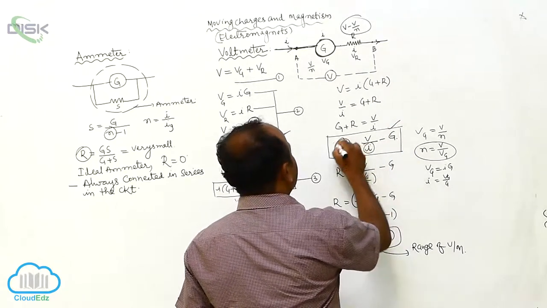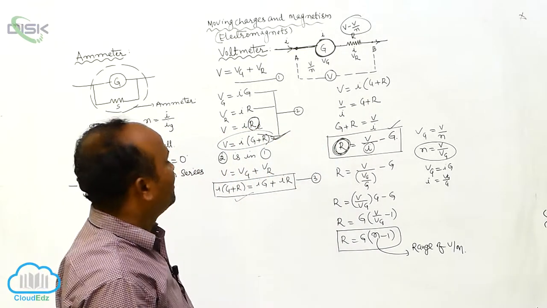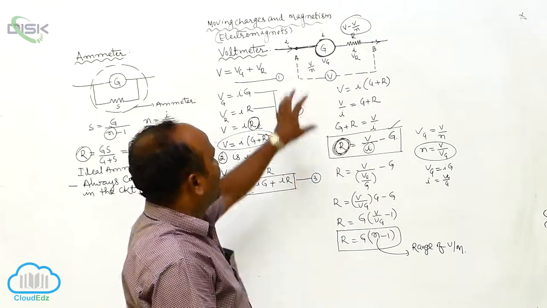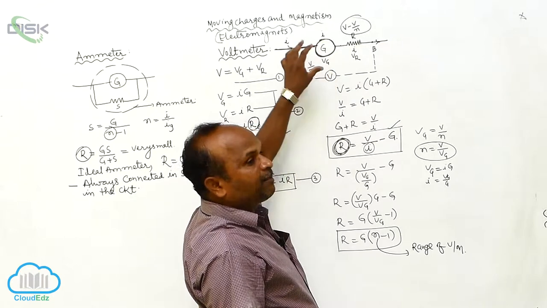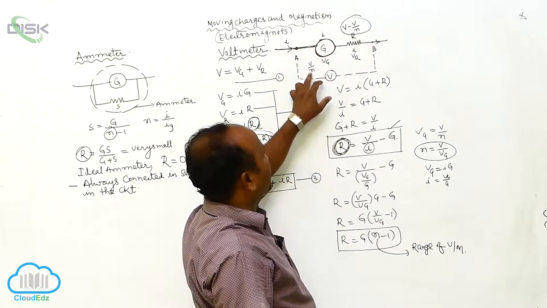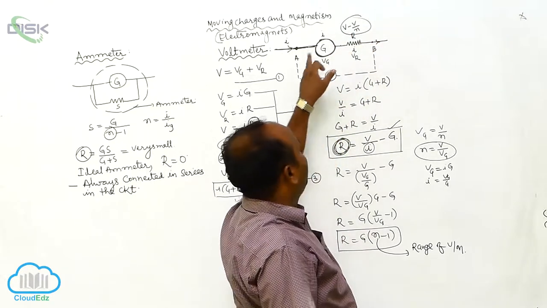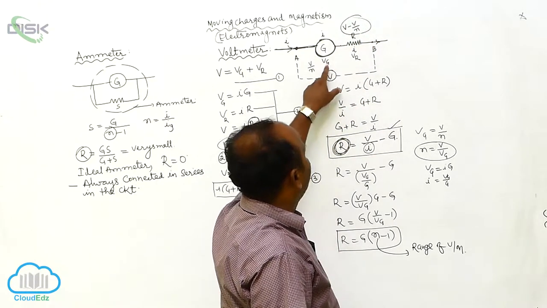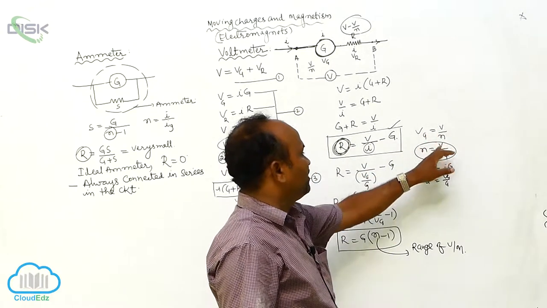No doubt, this is the expression for the resistance which is connected in series to the galvanometer. Now, according to our convenience, the total potential difference is applied between the points A and B. The nth part of the potential is dropped across the galvanometer, and the remaining is dropped across the resistance. Here V by N is there. The remaining potential, V minus V by N, is dropped across the resistance. Therefore, Vg is equal to V by N. Therefore, N is equal to V by Vg.